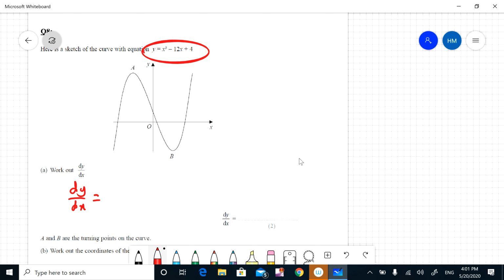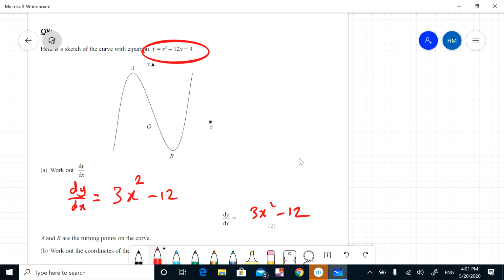X cubed, you have to put 3 down. X to the power 3 minus 1 is 2. And negative 12x is negative 12. So in this answer, you have to put 3x squared minus 12. This is the derivative of the cubic equation.